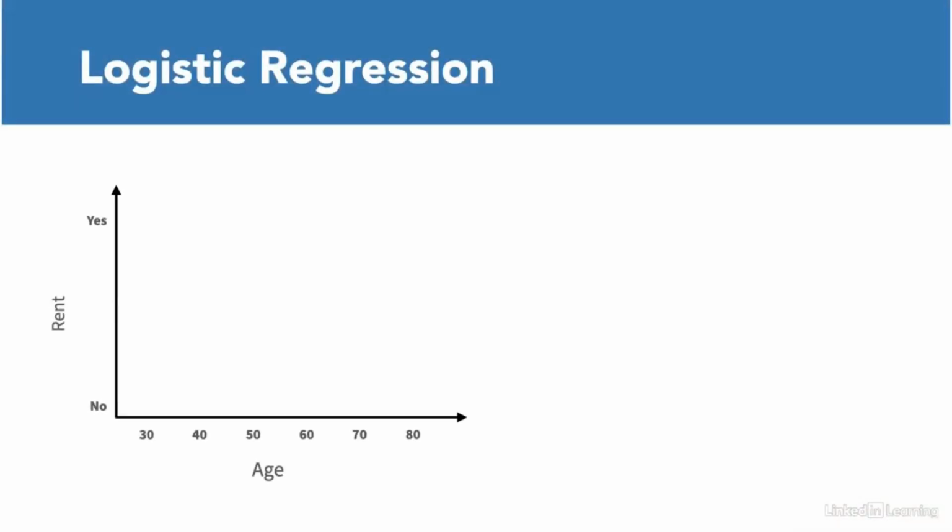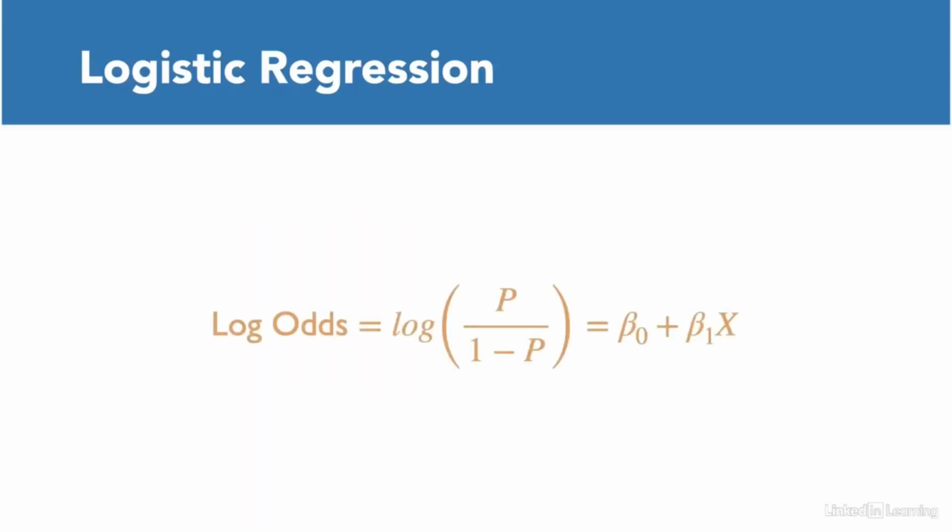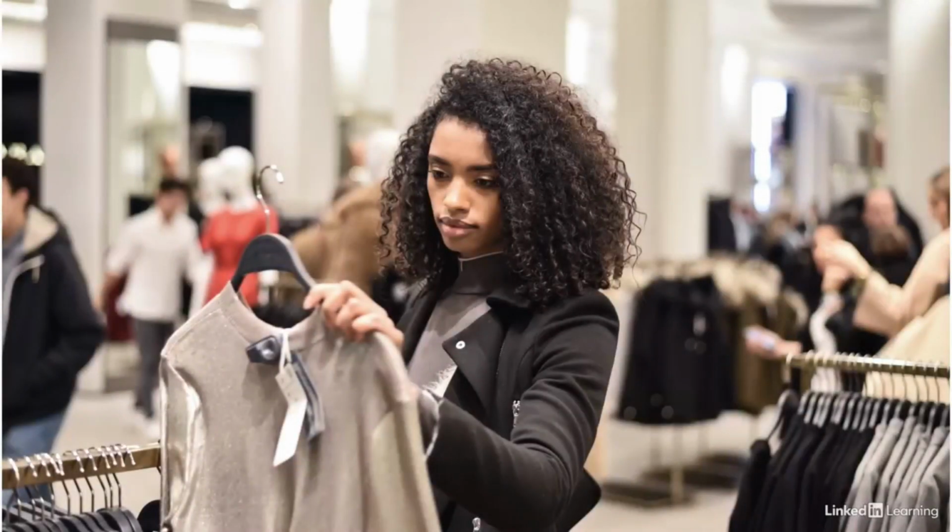Unlike linear regression, the logistic regression algorithm models the relationship between the independent variables and the dependent variable using an S-shaped curve known as a sigmoid curve. The curve is based on what is known as a logit function, which assumes a linear relationship between the predictors and the log odds of the outcome. In spite of its name, logistic regression is not used to solve regression problems. It's most often used for binary classification problems, such as predicting whether a customer will or will not buy a product based on demographic or socioeconomic indicators.